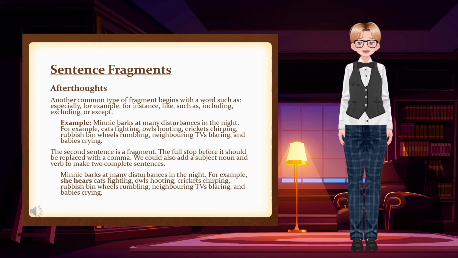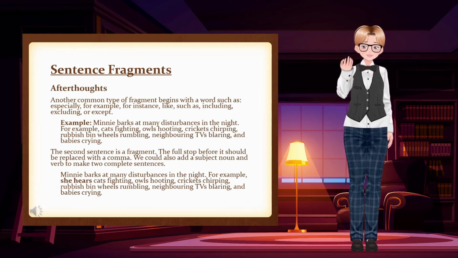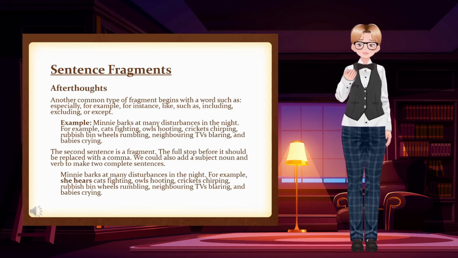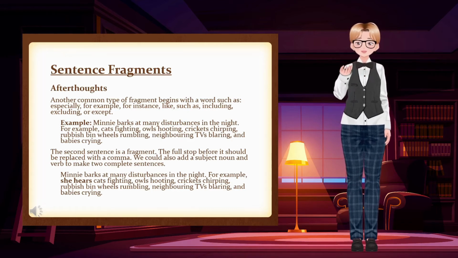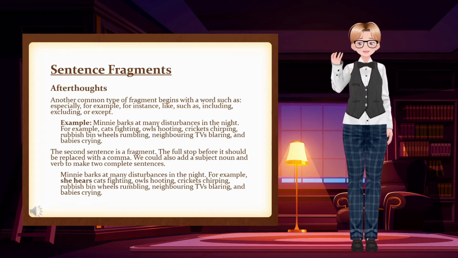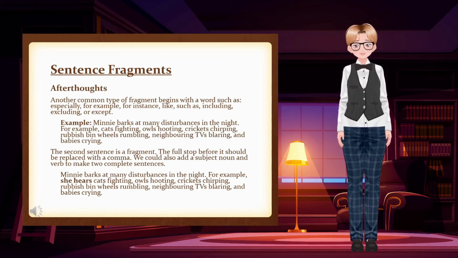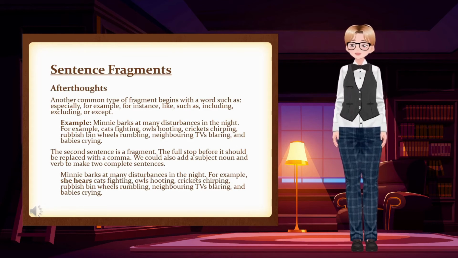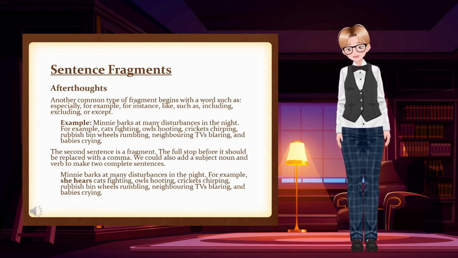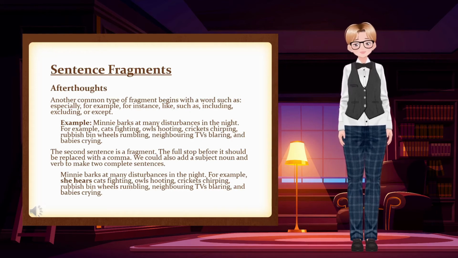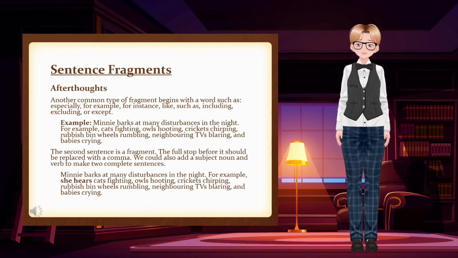Afterthoughts. Another common type of fragment begins with a word such as especially, for example, for instance, like, such as, including, excluding, or except. For example, Minnie barks at many disturbances in the night. For example, cats fighting, owls hooting, crickets chirping, rubbish bin wheels rumbling, neighbouring TVs blaring, and babies crying. The second sentence is a fragment. The full stop before it should be replaced with a comma.